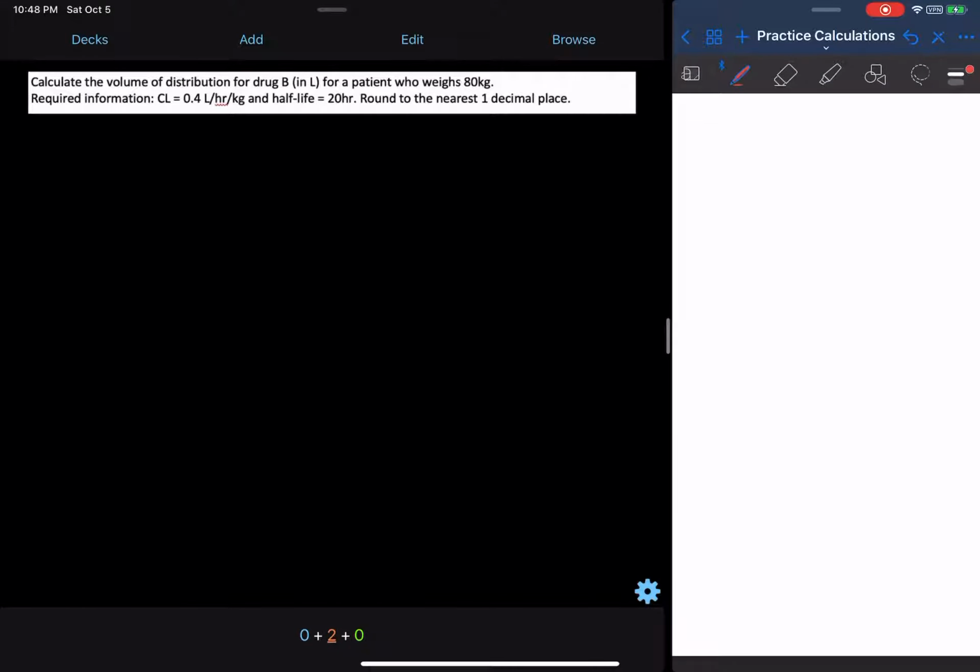So in today's video I'm going to be going over some practice problems I have for an exam coming up, and it's going to be on pharmacokinetics. So what I got open here is Anki and GoodNotes. Anki is open on the left and GoodNotes is open on the right, so you can kind of see it if I move this.